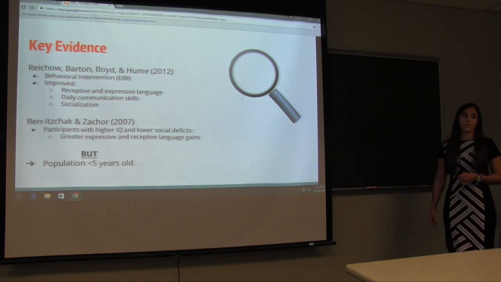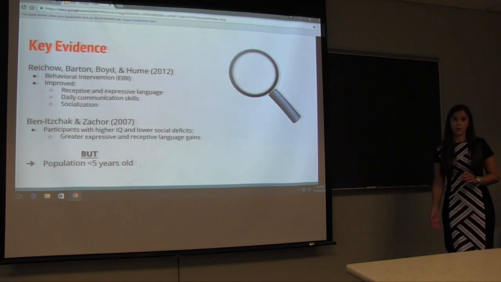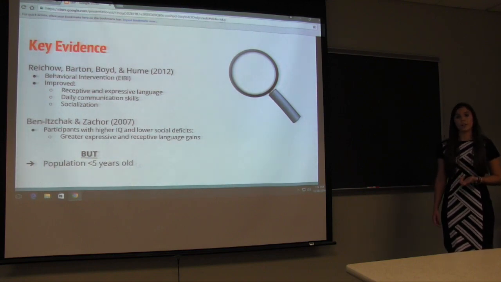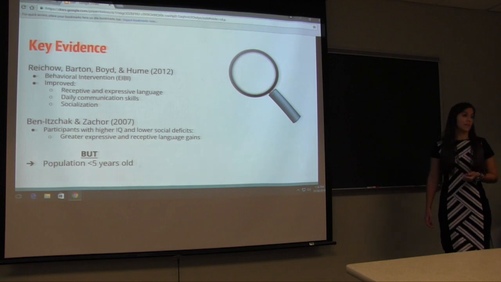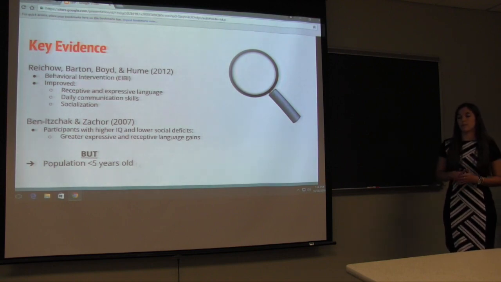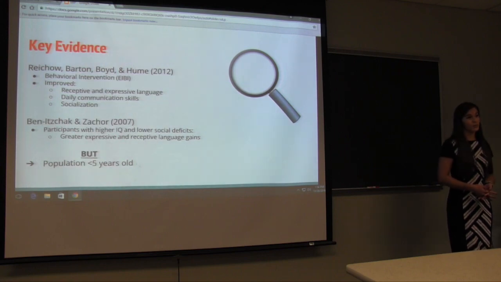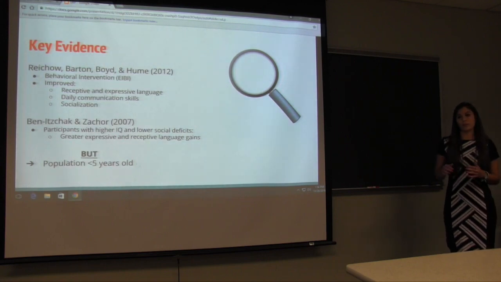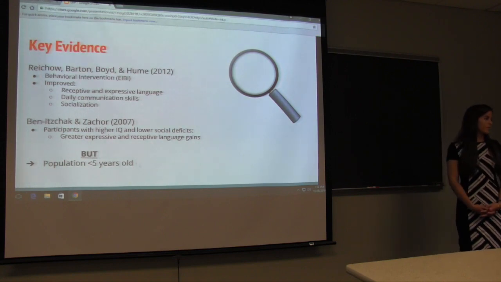So they did find that those who had a higher IQ and lower social deficits actually had the greatest gains in overall receptive and expressive language skills. One of the limitations for both of these studies was that the population used was less than 5 years old, and for Tommy we were specifically looking for 5 years and older, but these still have good outcomes for Lovas.